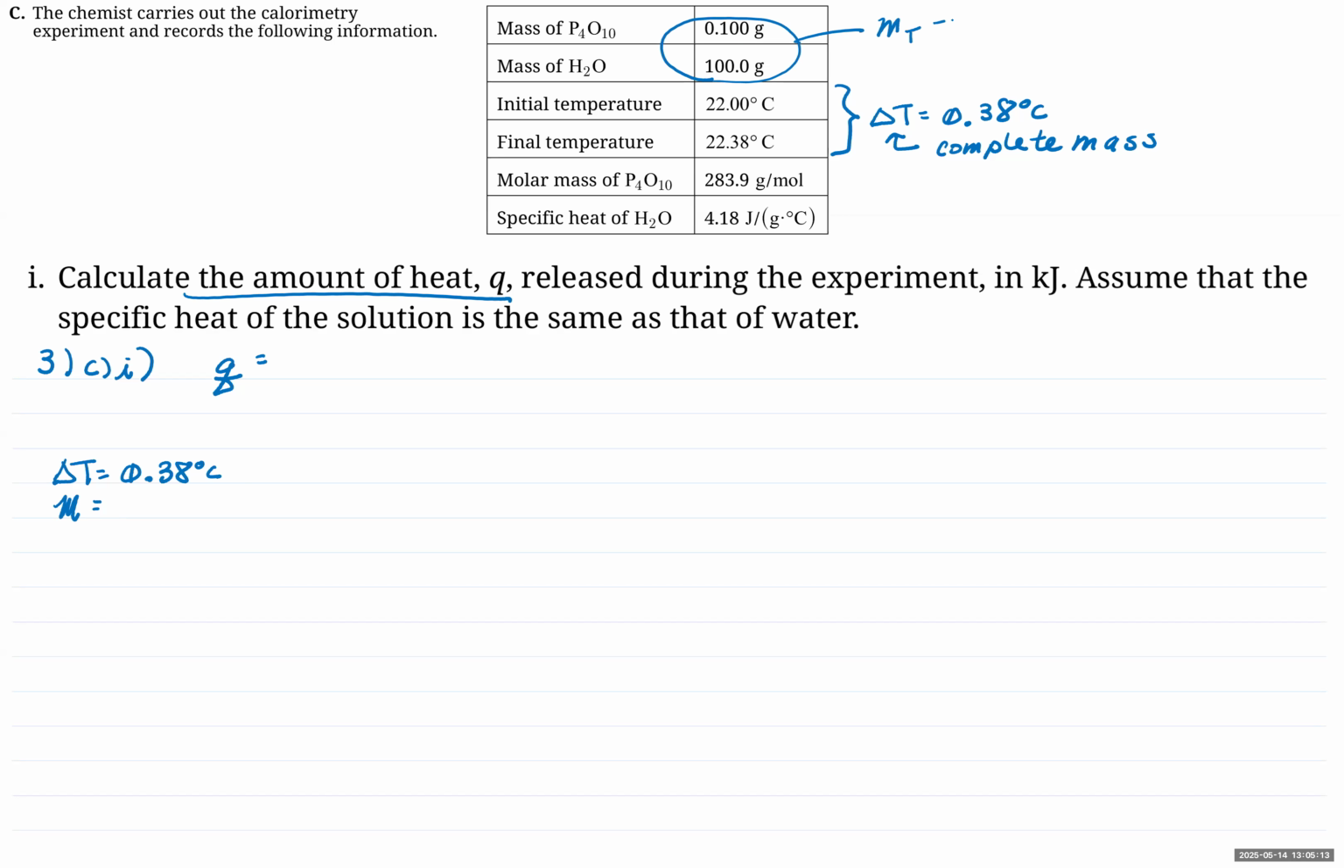So mass total is equal to 100.1 grams. Remember sig figs. So it's going to be 100.1 grams because it's the smallest number of decimals for addition. Okay, so we got our specific heat is going to be 4.18 joules per gram degree Celsius.